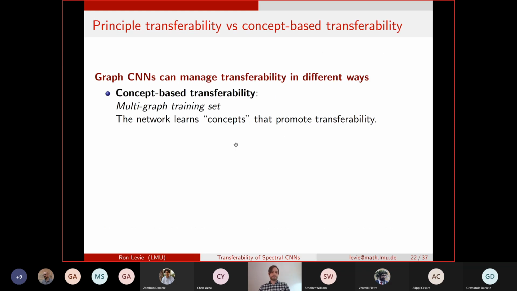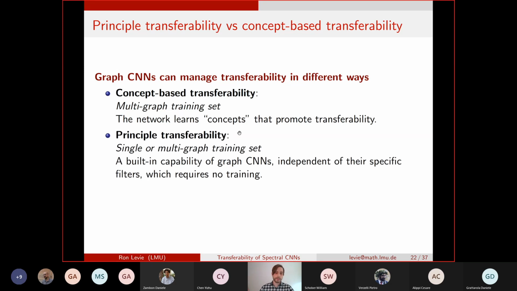Okay, so let's take a step back now and think again about the problem of transferability. Graph convolution networks can manage transferability in different ways, and we roughly categorize them in two approaches. We have concept-based transferability. Here the idea is that if the network sees a multigraph setting, if the data set has many graphs, then the network learns concepts that promote transferability. Basically, because the network sees many graphs during training, it learns to cope with a variety of graphs.